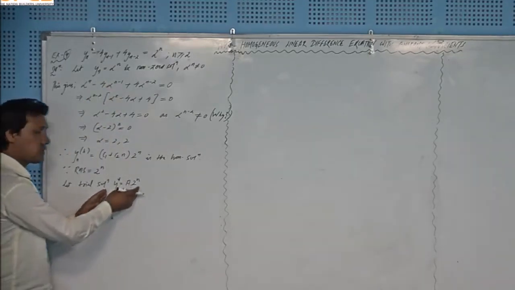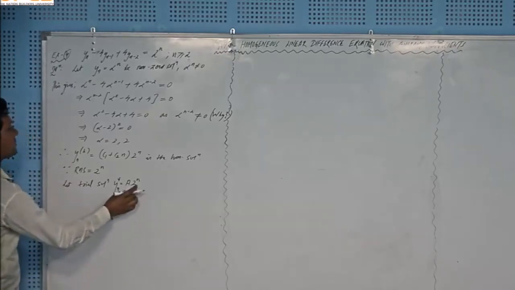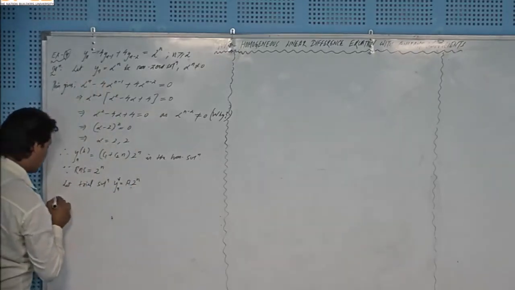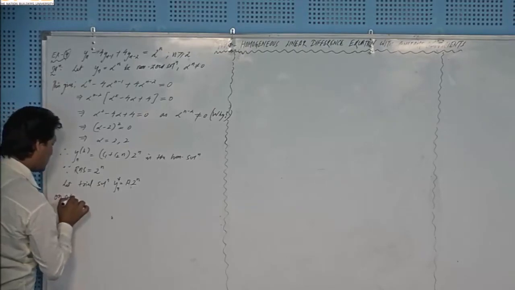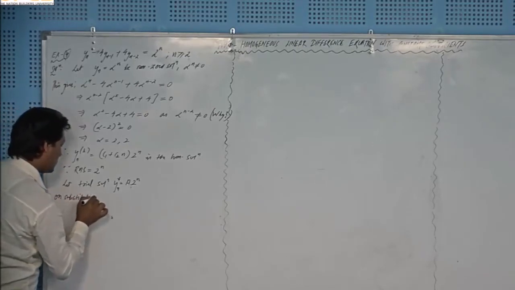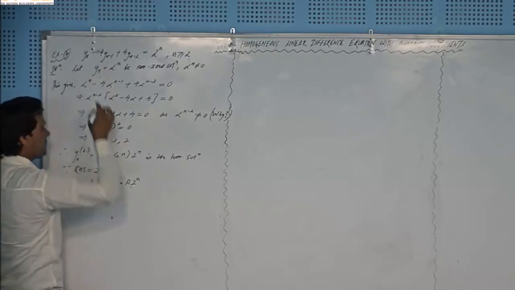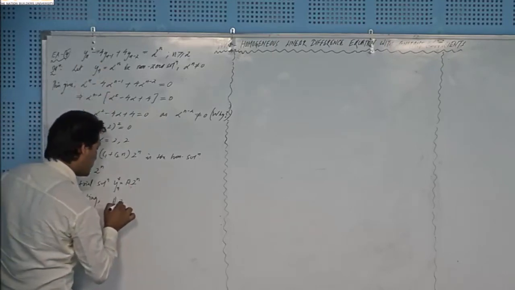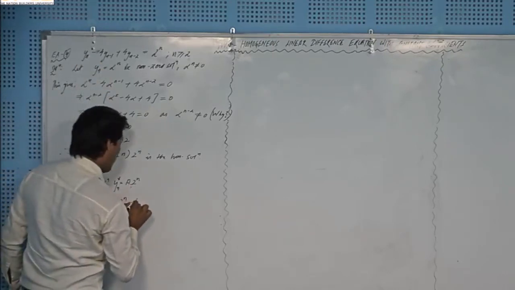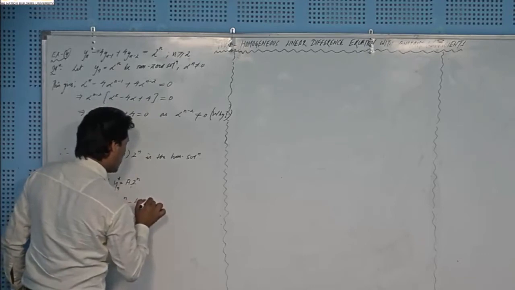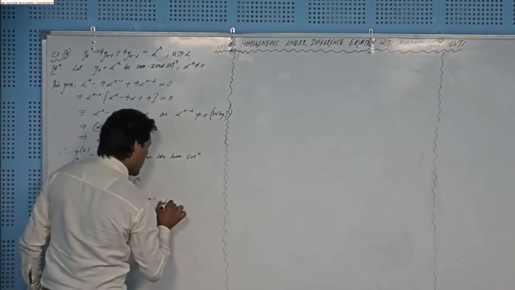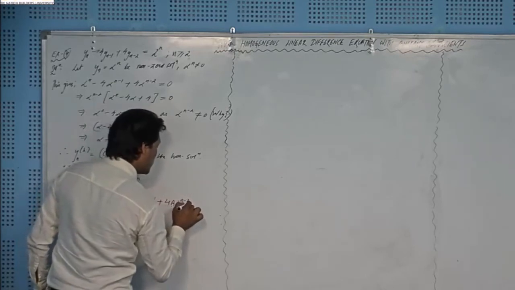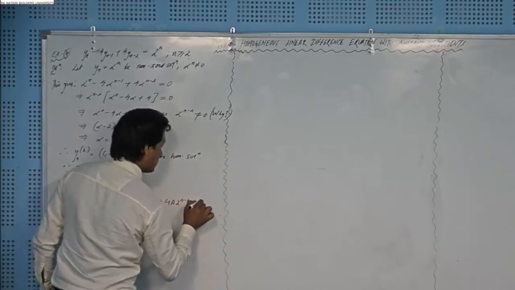However, this is not correct, but I will show it, right? If you plug this here, what will happen? See, on substituting it, that will produce yn, that will be a times 2 to the power n minus 4 times a 2 to the power n minus 1, plus 4 times a 2 to the power n minus 2, and the right hand side is equal to 2 to the power n, right?